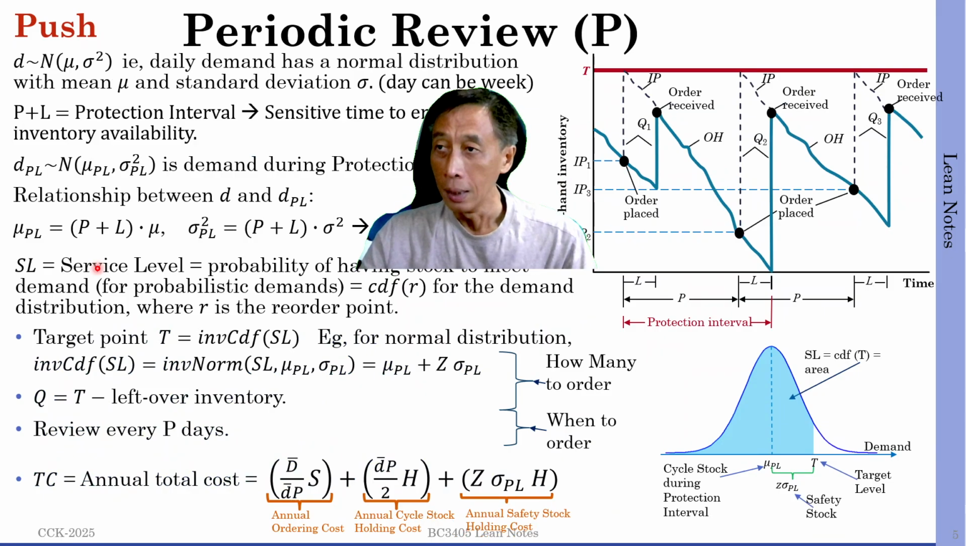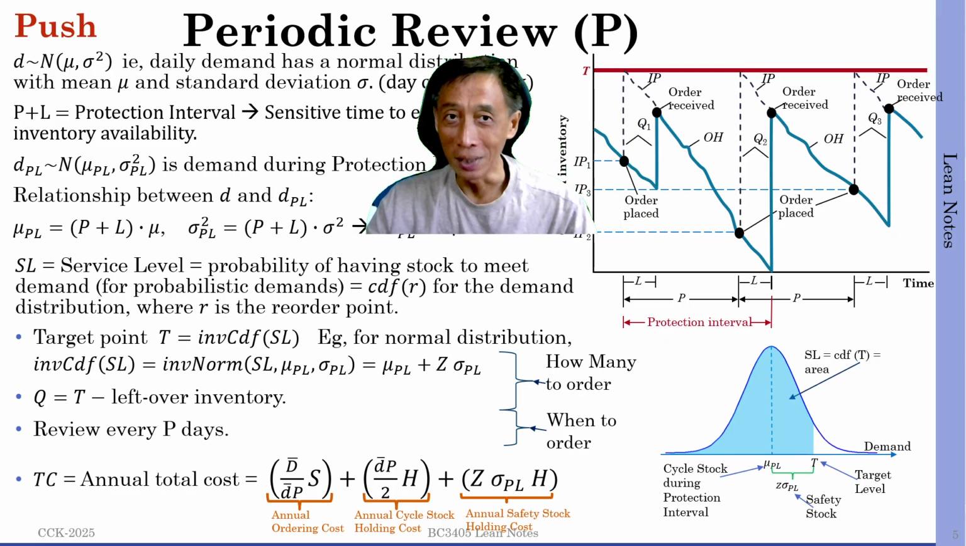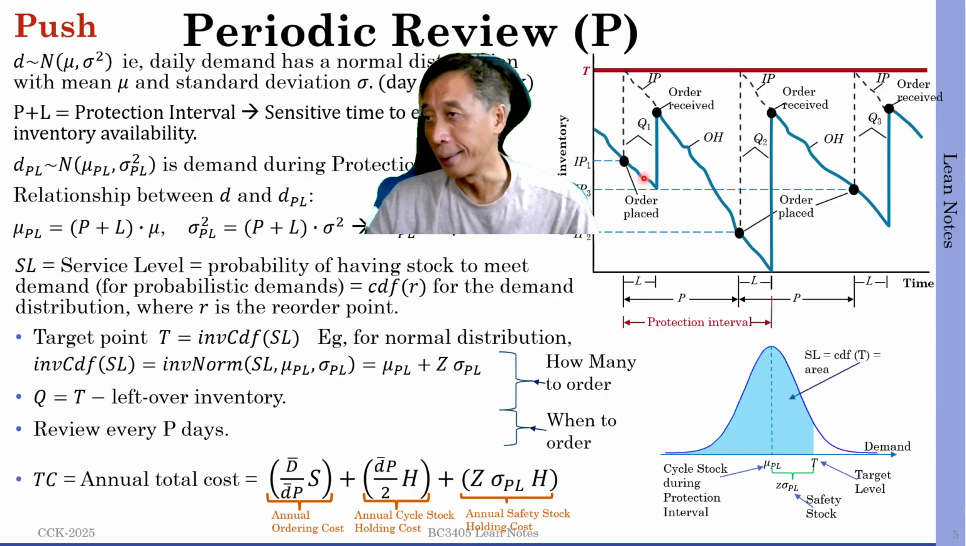Next, let's look at periodic review. First, let's look at the chart, which is more interesting. The chart here is again allowing for fluctuating demand. So we started somewhere, demand keeps coming in, and then we encountered a review point.